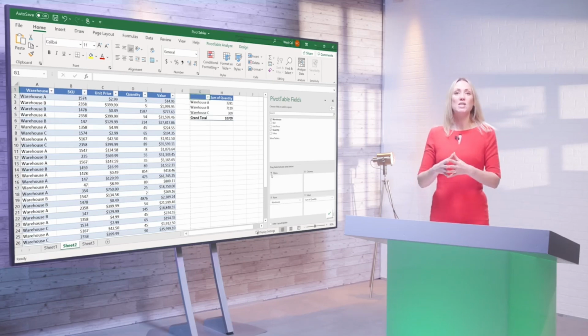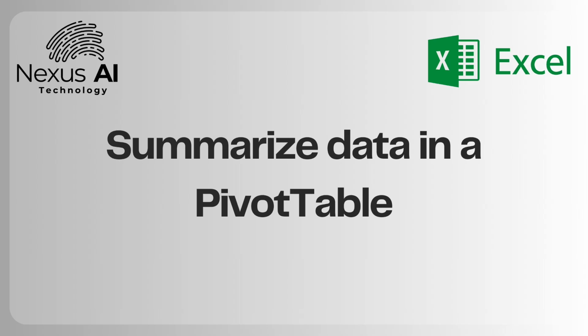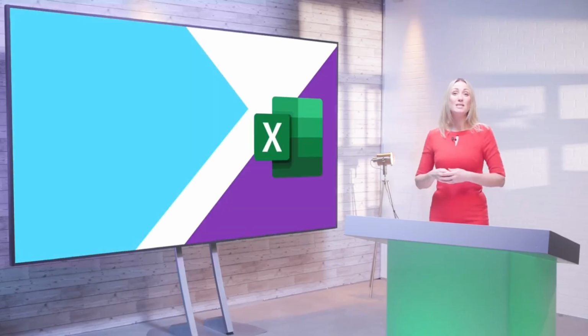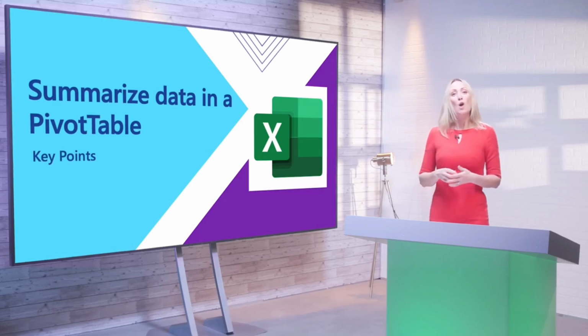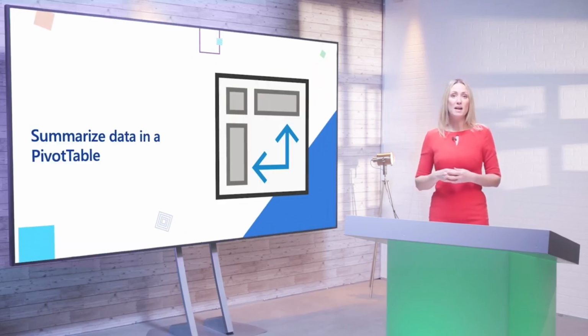Remember that any changes that you make in the pivot table field task pane are applied dynamically. Now let's look at how you can summarize data in a pivot table. When you combine options from the Summarize Values By and the Show Values As tabs on the Value Field Settings dialog box, it provides further insight into your data.